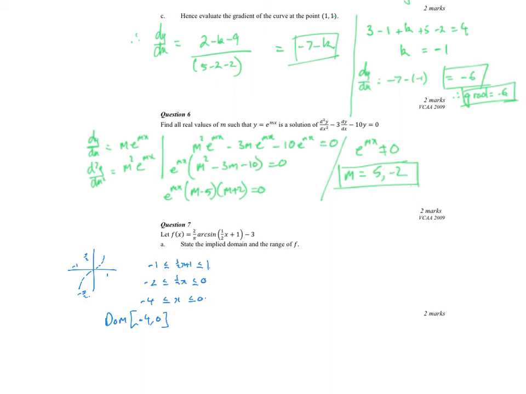What about my range? So let's think about this first. Inside the bracket doesn't affect my range. The 2 on pi at the front multiplies. So my range at the moment is from negative pi on 2 to pi on 2. I'm then going to multiply everything by 2 on pi, so then it becomes from negative 1 to 1. And then I'm going to subtract 3, so it becomes from negative 4 to negative 2 is my range.